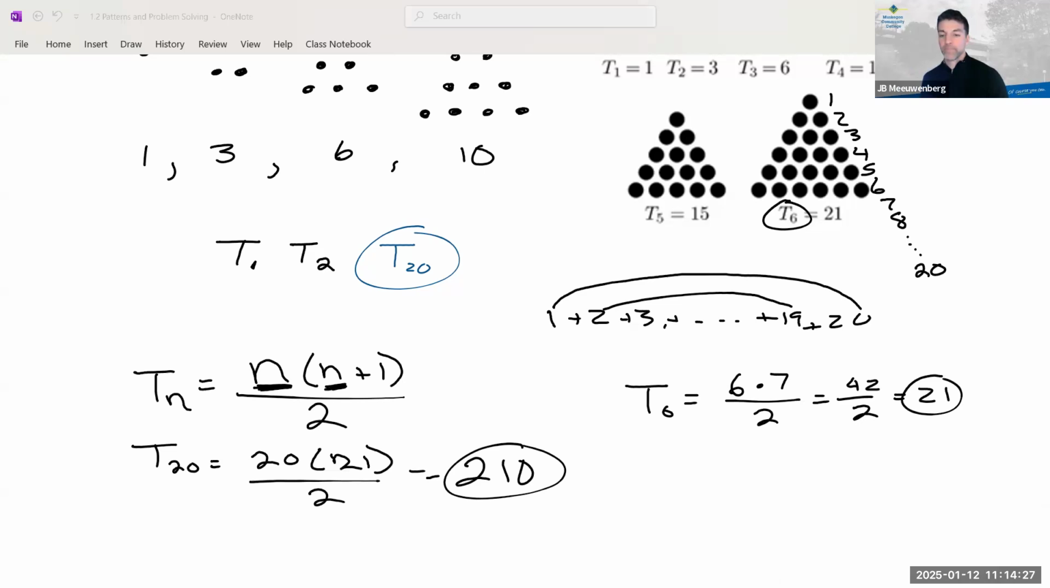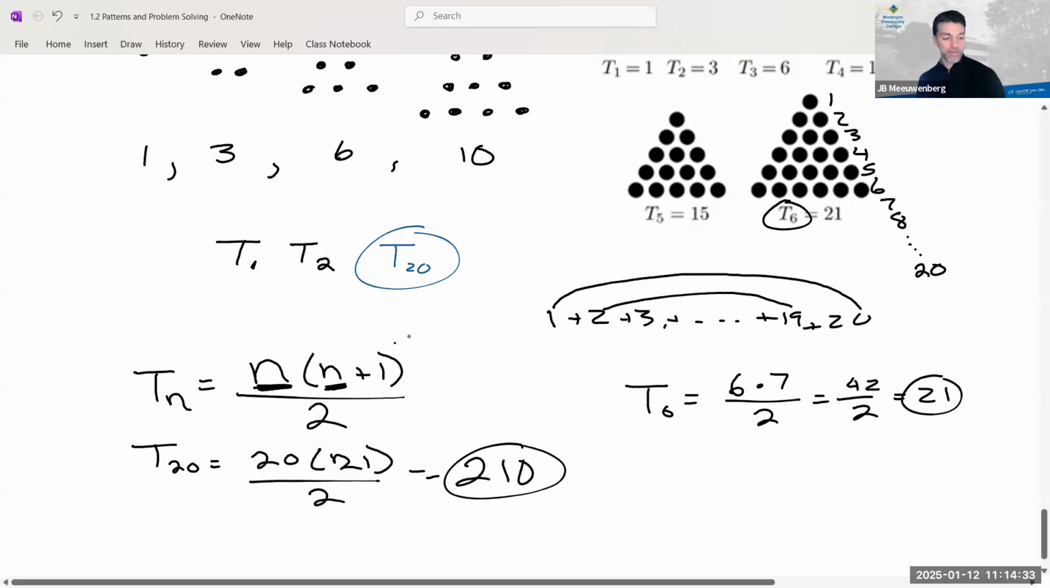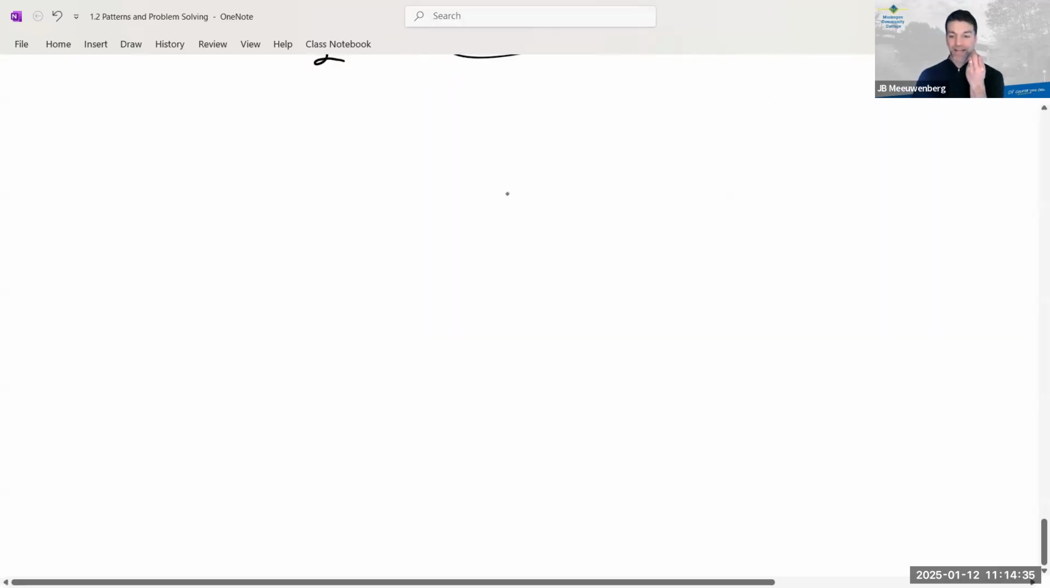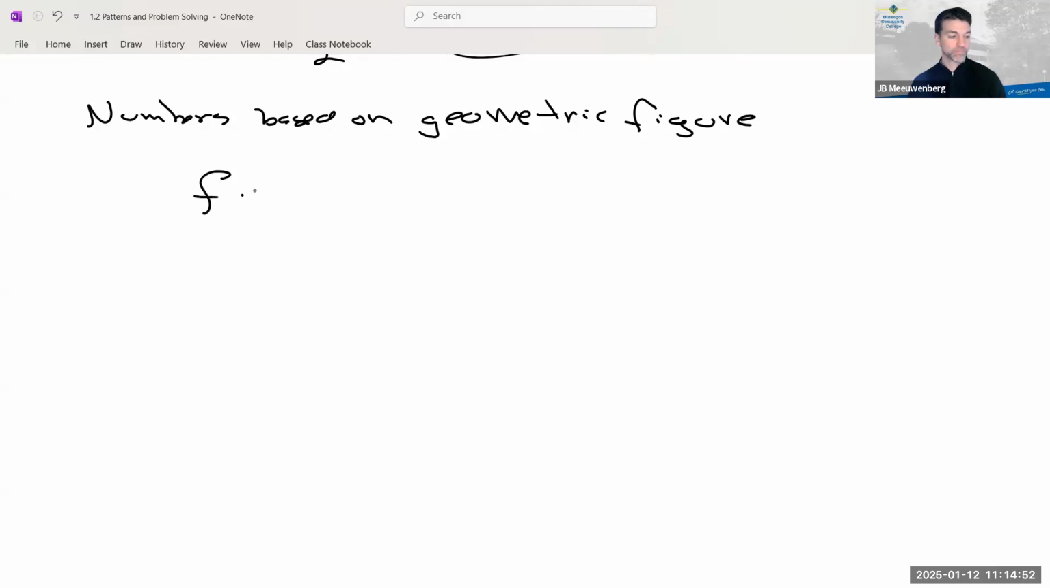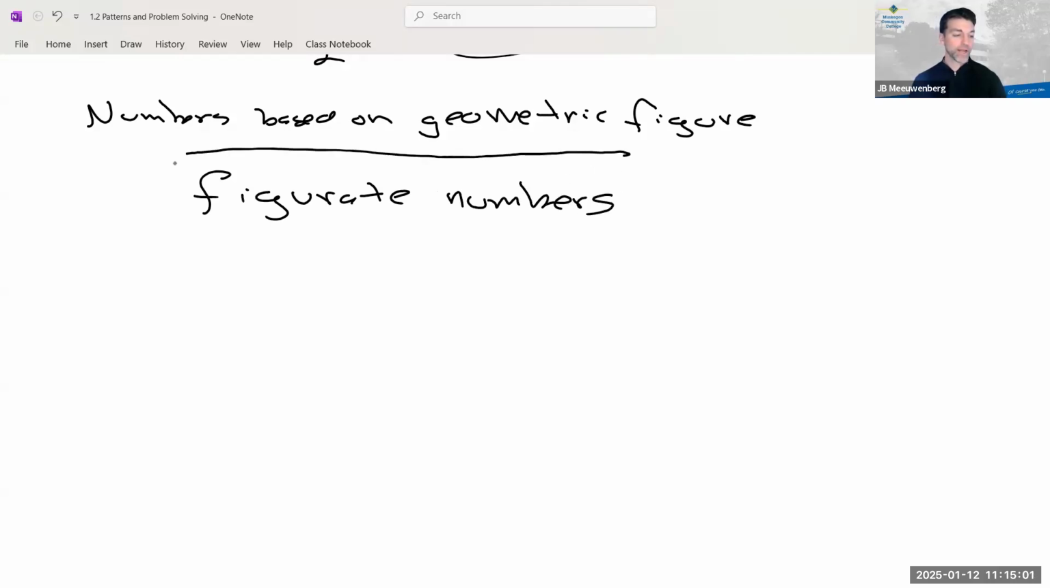A triangular number is called that because it is based on a geometric figure. Numbers that are based on some geometric figure have a name, and they are called figurate numbers. Figurate numbers, right? And there are other types of numbers as well, besides just these triangular numbers.